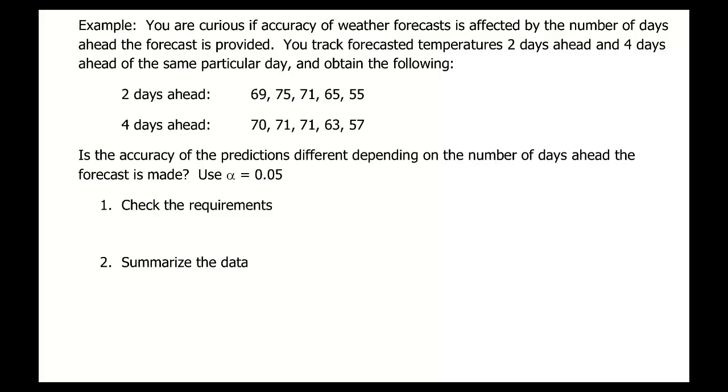So here's our example. We're going to look at accuracy of weather forecasts from 2 days ahead and 4 days ahead of the same day. So say they're forecasting for Saturday, 2 days ahead would be the forecast for Saturday that was given on Thursday, and the 4 days ahead would be the forecast on Tuesday for Saturday. So again, forecasting for the same day, but 2 days ahead and 4 days ahead. We want to know if one is more accurate than the other.